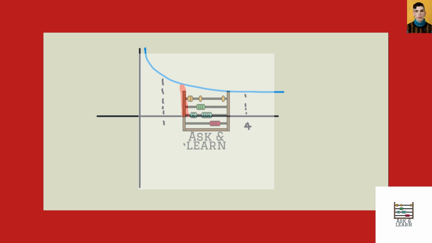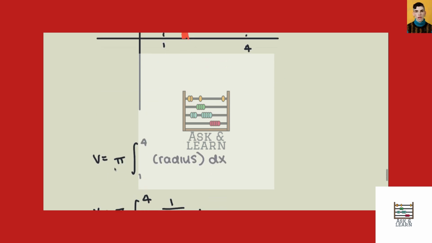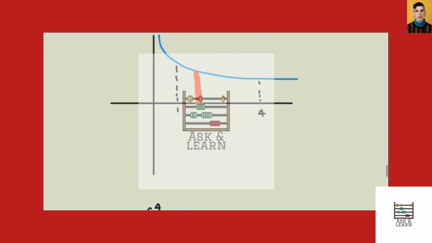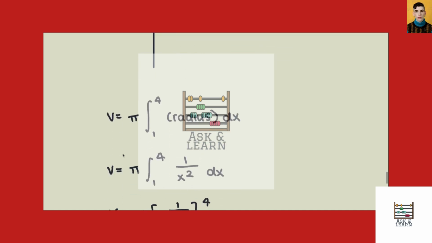We are finding essentially a sum of all of these washers, which is what an integral will do. So now let's find the volume for the function we're given. So the volume is going to be equal to pi times the integral from 1 to 4 of our radius times dx. The radius, again, is this red line. Imagine that this would be a full circle. This would be the radius. So now we can plug in some information.